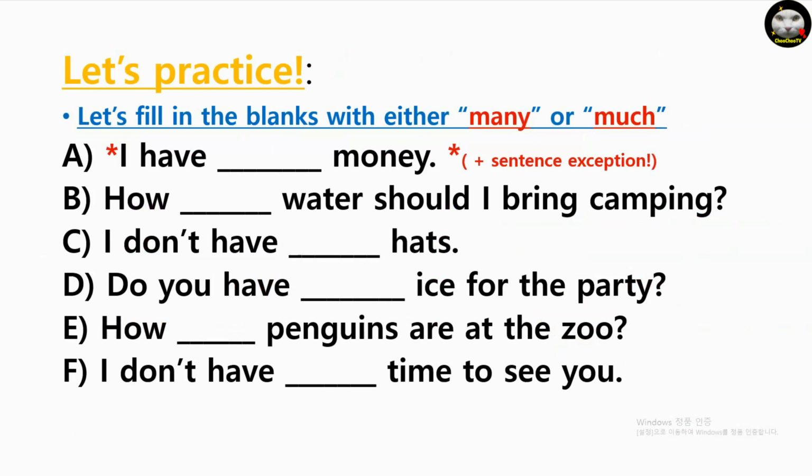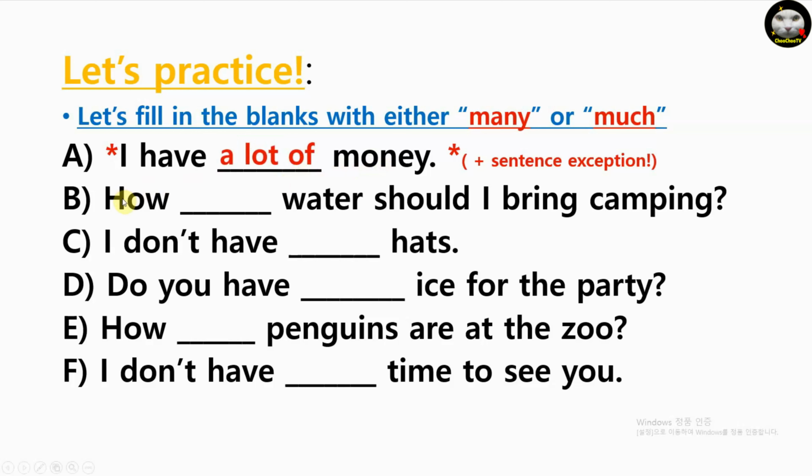Let's practice. Let's fill in the blanks with either many or much. Now let's be careful. Our first example is a sentence exception. Money is an uncountable noun in grammar. Money would use units of dollars or won or yen for counting. So, we cannot use much. Instead, we use a lot of. I have a lot of money.